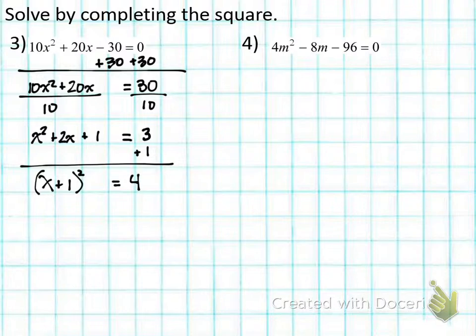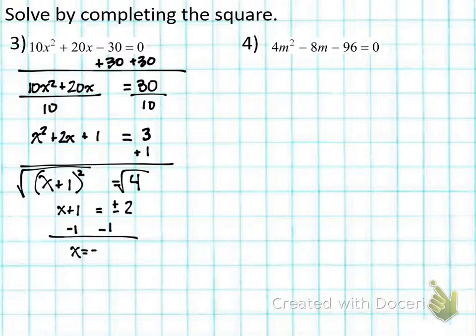Good. Okay. What should we do next? Take a square root of both sides, right? So x plus 1 is equal to what? Plus or minus 2. Make sense? Yep. Okay. Are we done? Nope. No. What do we need to do now? Subtract 1 to both sides. Subtract 1 from both sides.